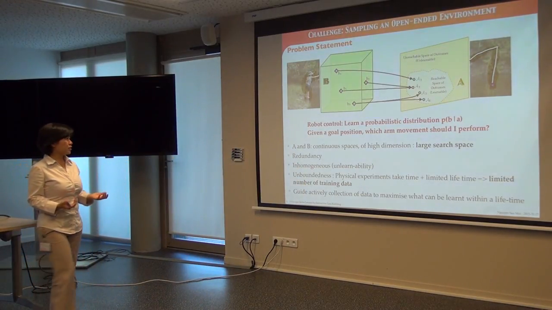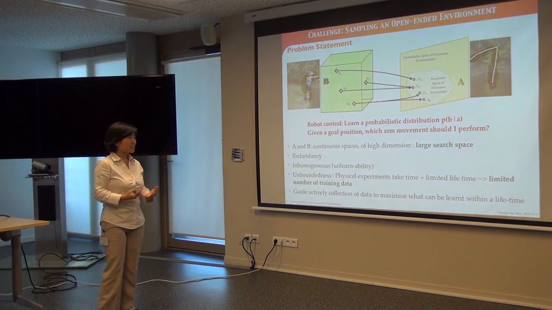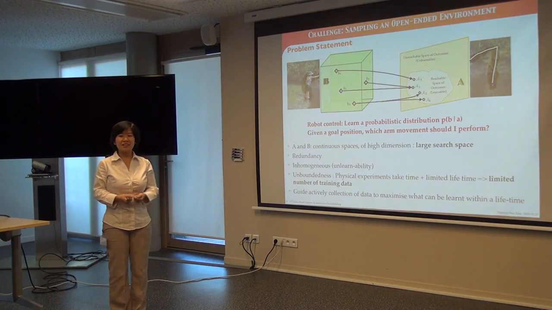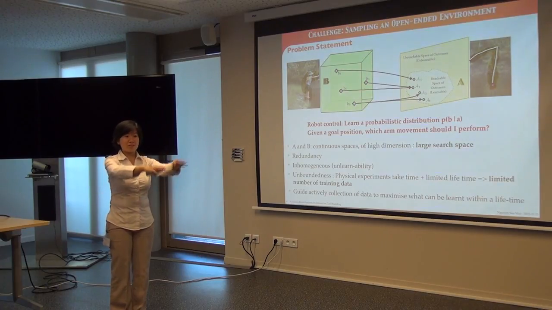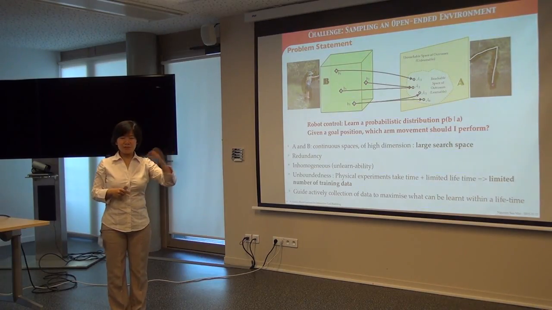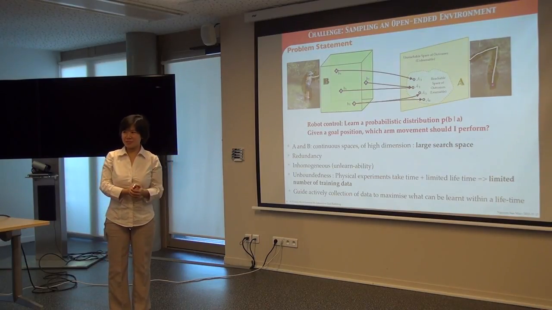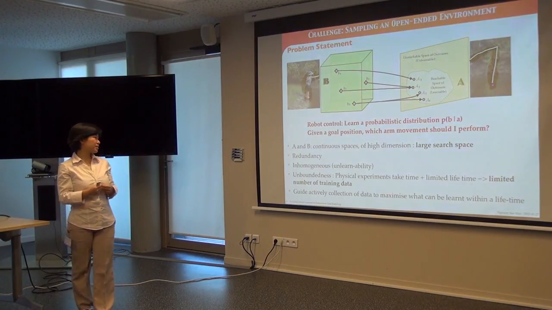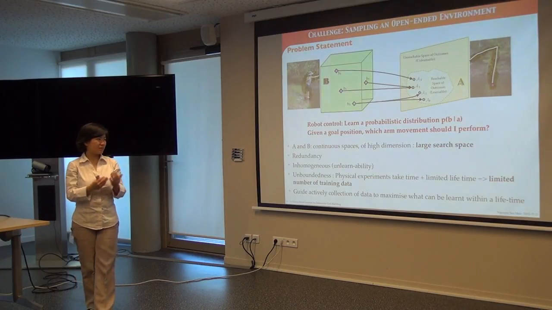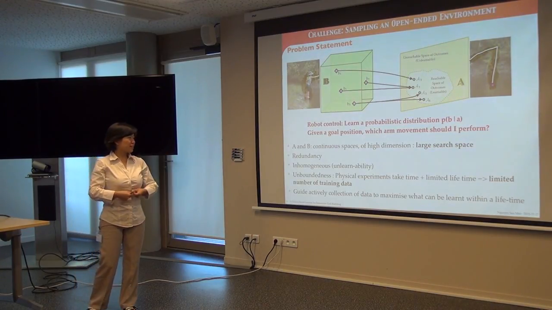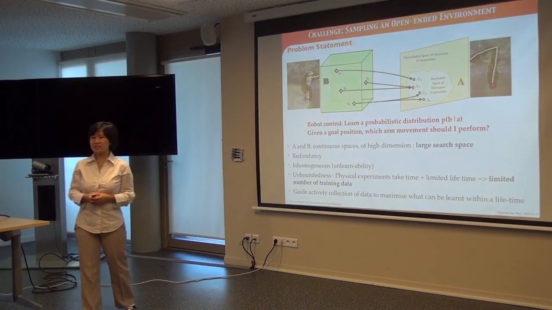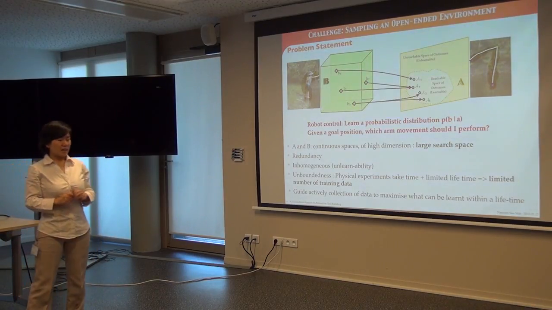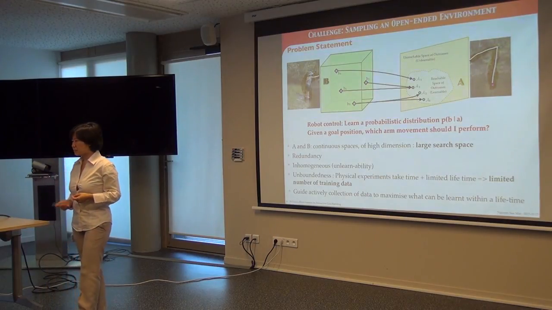There are also problems of inhomogeneity. You have unlearnable spaces. For instance, if you're in front of a lake and you are fishing, then you can only reach areas that are around you, and points that are 2 kilometers far away you can never reach with your fishing rod. The same way, you have problems of unboundedness, meaning that you have a limited number of training data only, because you have a limited lifetime, and to learn you have to make physical experiments, and each experiment takes time. Therefore, guiding activity data collection can maximize what can be learned within a lifetime.